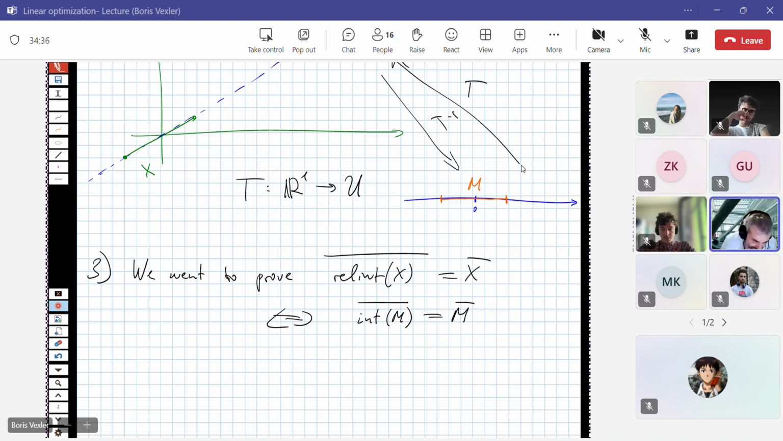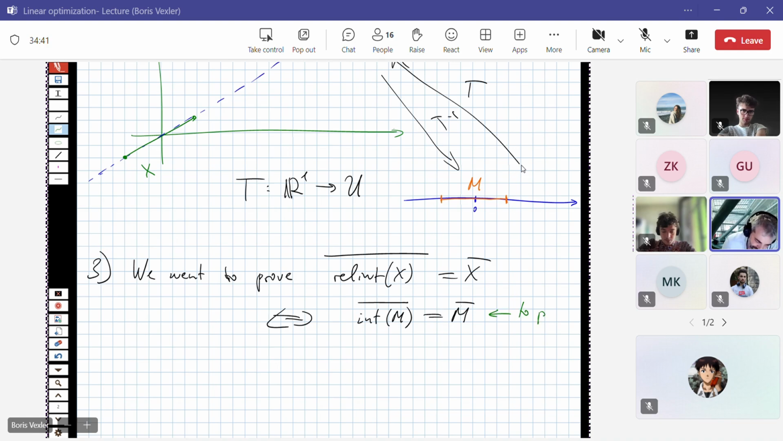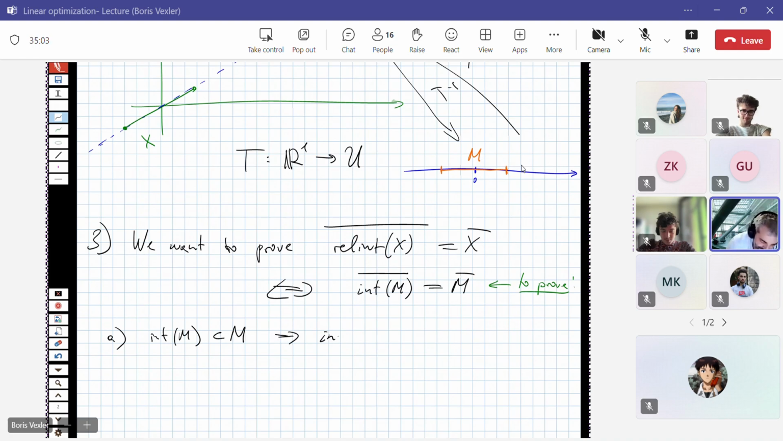It means this is what we have to prove, and then the thing we wanted to prove is also okay. Now how to check this? Again, in both directions. One direction is clear. What we know, of course, is that the interior of M is a subset of M, just by definition. And therefore, if you take closure, then the closure of the interior of M is a subset of the closure of M. This is clear. Here we do not need convexity. This is clear for every set M.